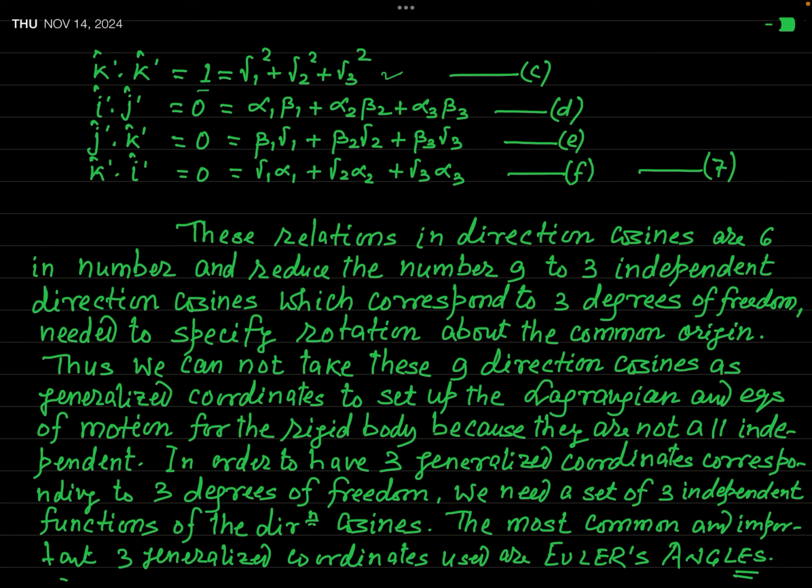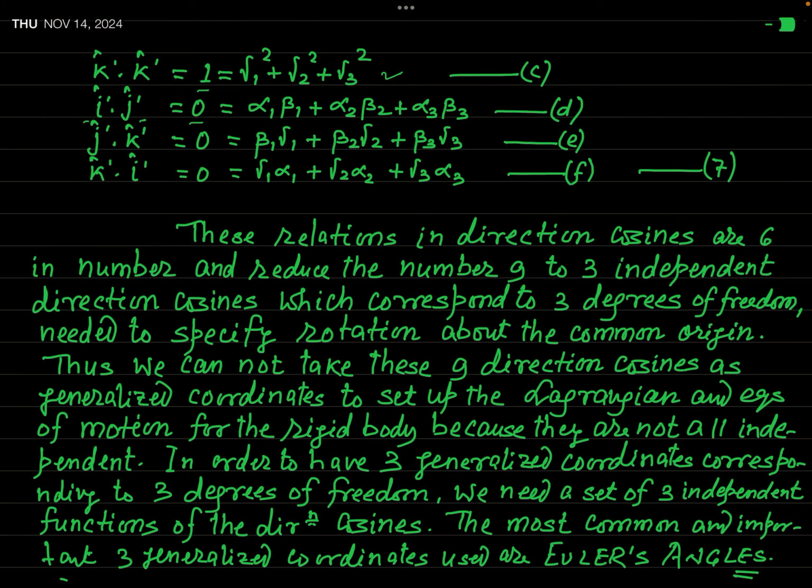But since these unit vectors are orthogonal, when you take the scalar product of i dashed with j dashed, that will be equal to 0, because the angle between i dashed and j dashed is 90 degrees. So this scalar product will be 0.